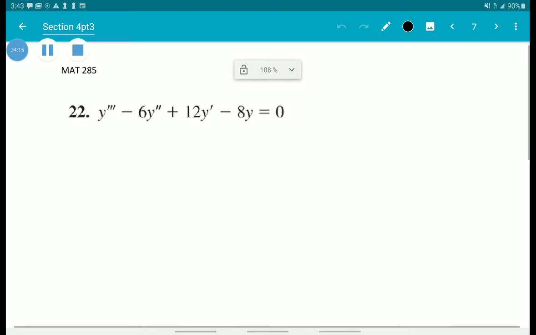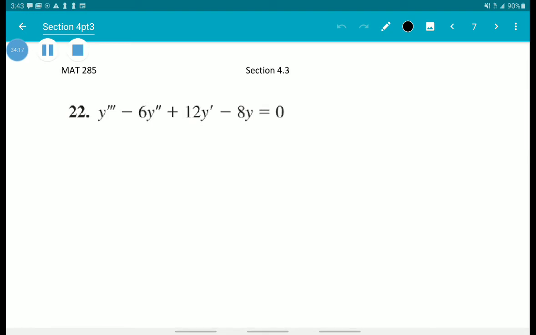Okay, let's do another one. So this is another third order. I want you to take a minute, pause the video, think about what that auxiliary equation is going to look like. Come back, tell me what it's going to be. So in this case, our auxiliary equation is going to be m cubed minus 6m squared plus 12m minus 8.